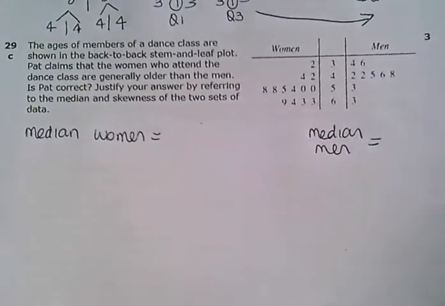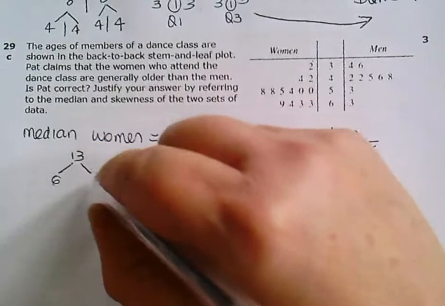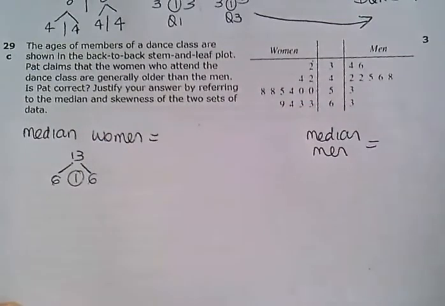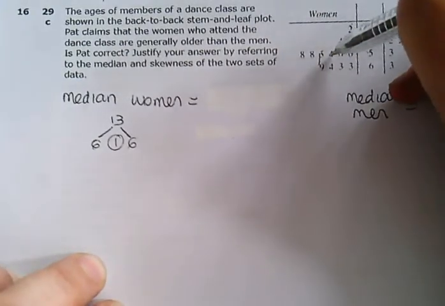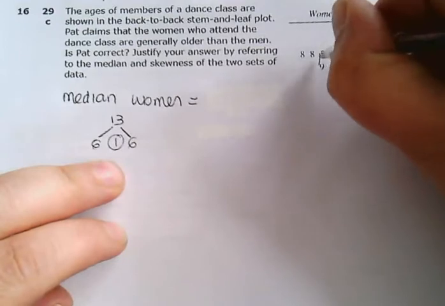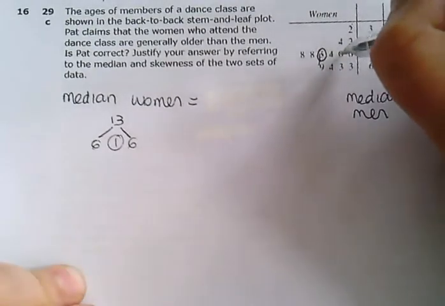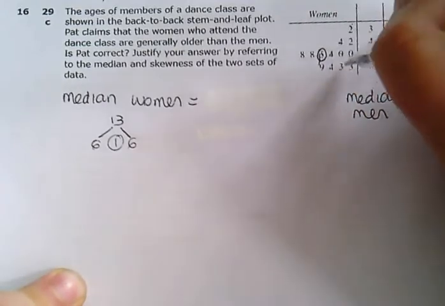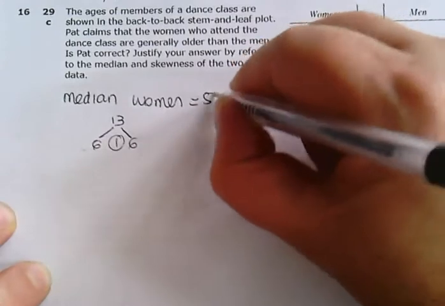Okay, you know what to do? Off you go. So I've got 13 women. How are you going to split them up? 6, 6, and 1. So I'm looking for the 7th. You must work backwards. 1, 2, 3, 4, 5, 6. Circle the 7th number. Then we circle 1, 2, 3, 4, 5, 6. That's correct. So the median is 55.